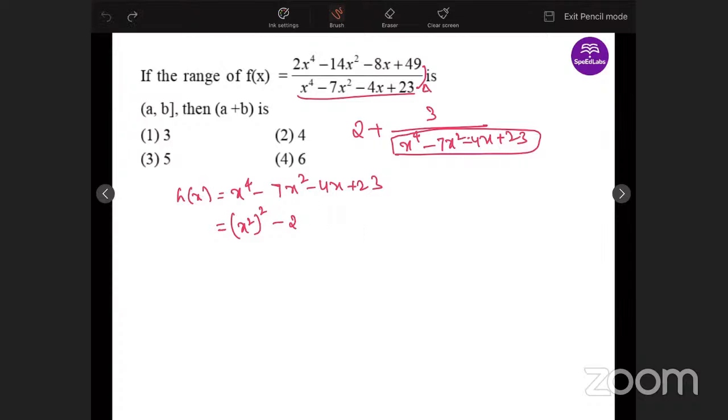I just got it, 1 second. So now I'll be writing this as 2x square into 4. So I can write plus 16, right? Yes, sir.